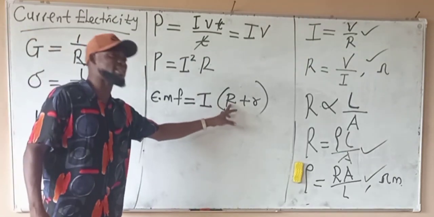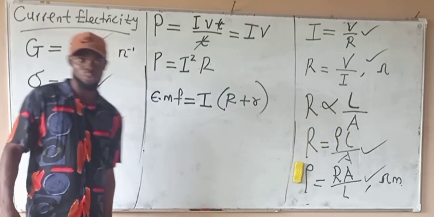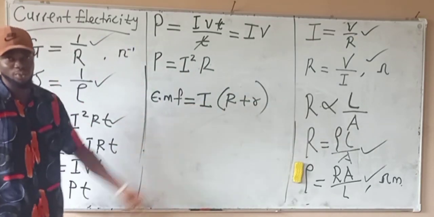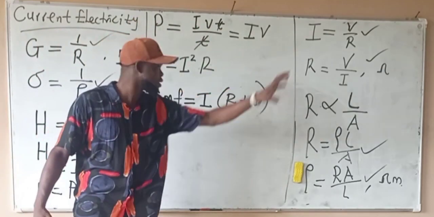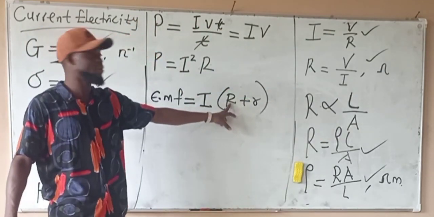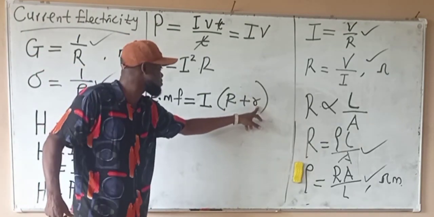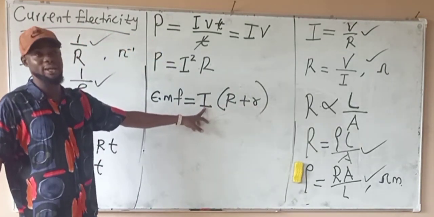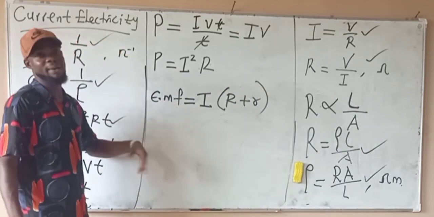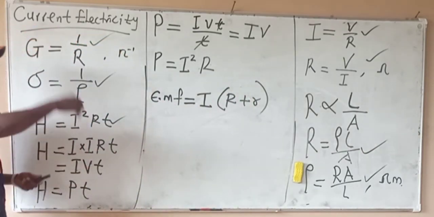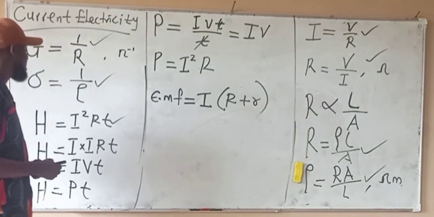While the capital R is the external resistance, or the load the cell is being connected to. If you connect the cell to a load, the resistance of that load is this R. Then the internal resistance of the cell is this letter r. The I is the current produced by that cell. The EMF is the electromotive force of that cell. Please take note of that.